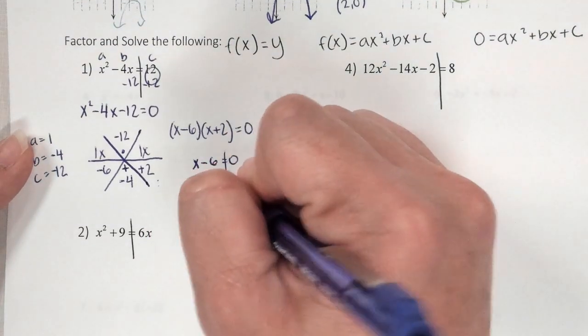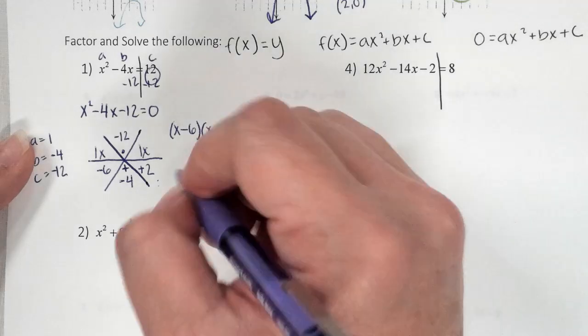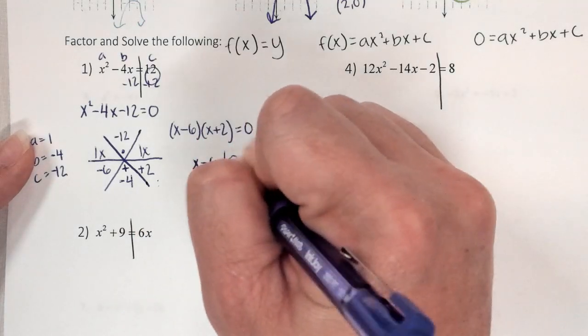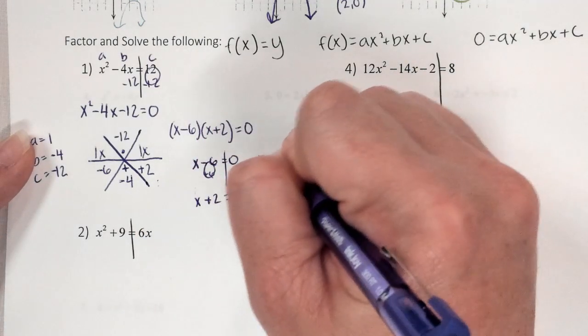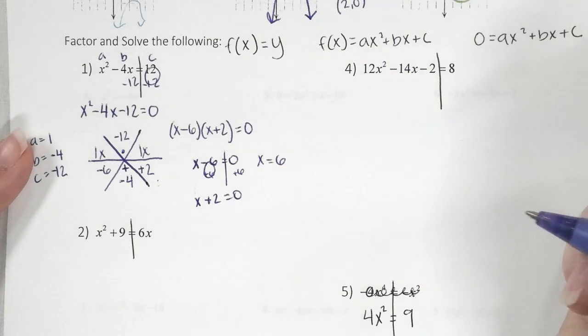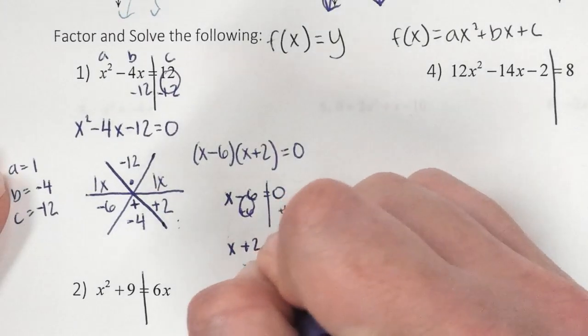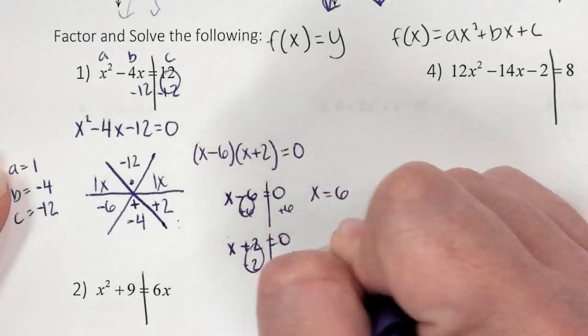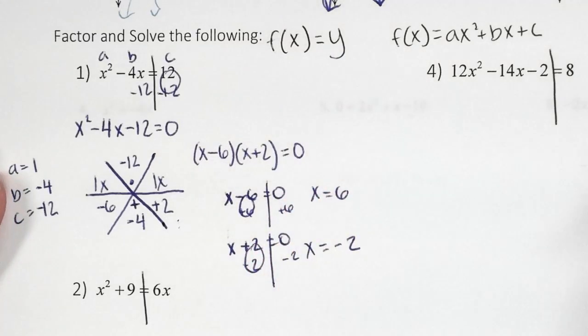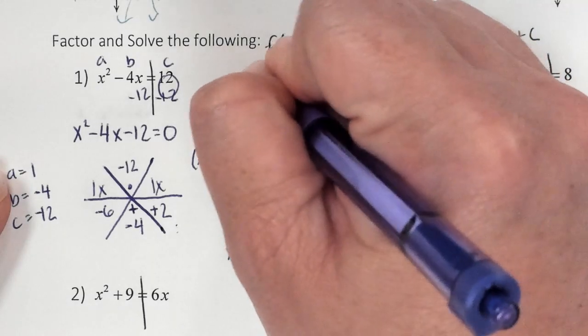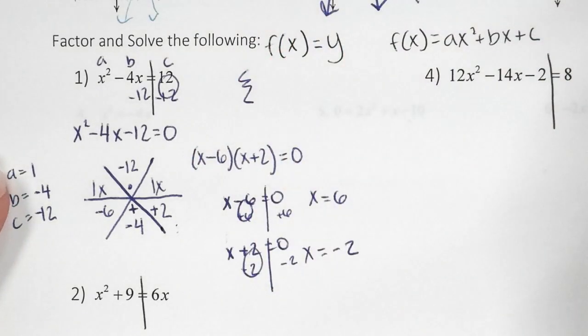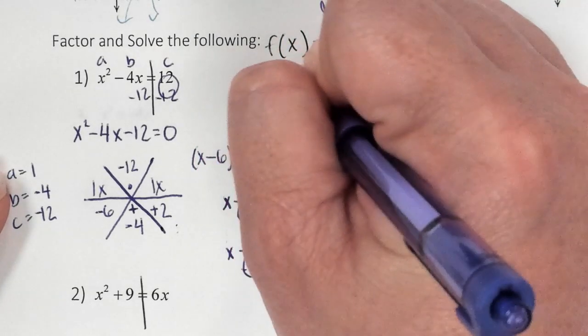So these are super simple to solve. They're usually 1 or 2 steps. So I'm going to add 6. This was 1 step, so I get x equals 6. Here I'm going to do minus 2, so I get x equals -2. So my solution, I always list them in fancy brackets, least to greatest, is -2, 6.